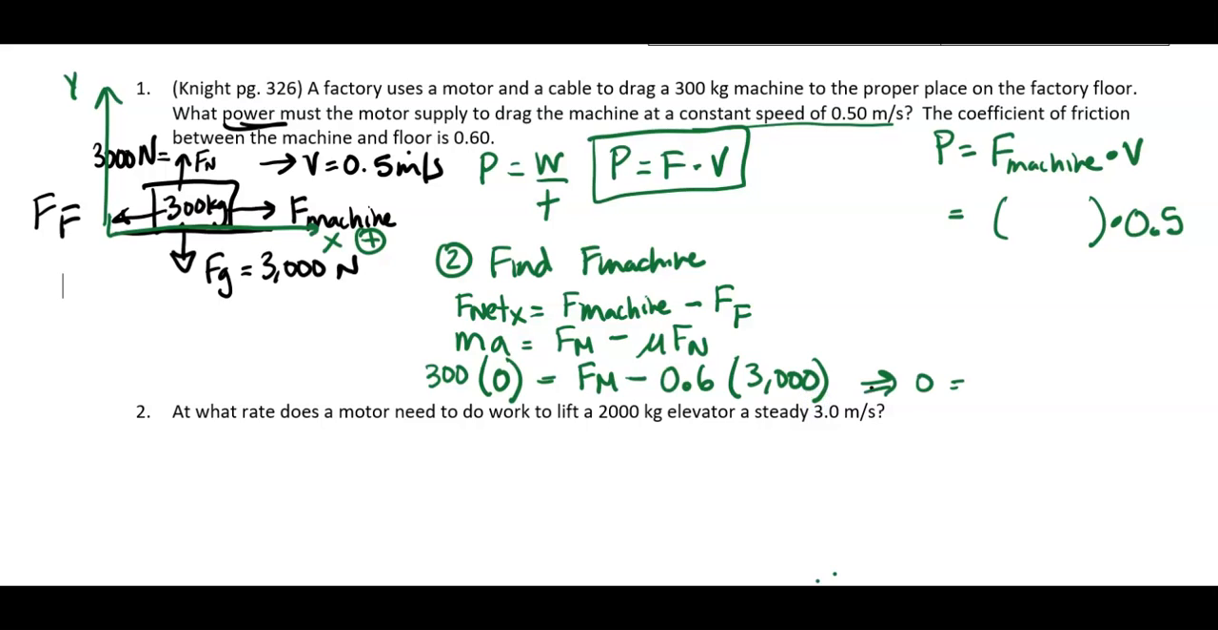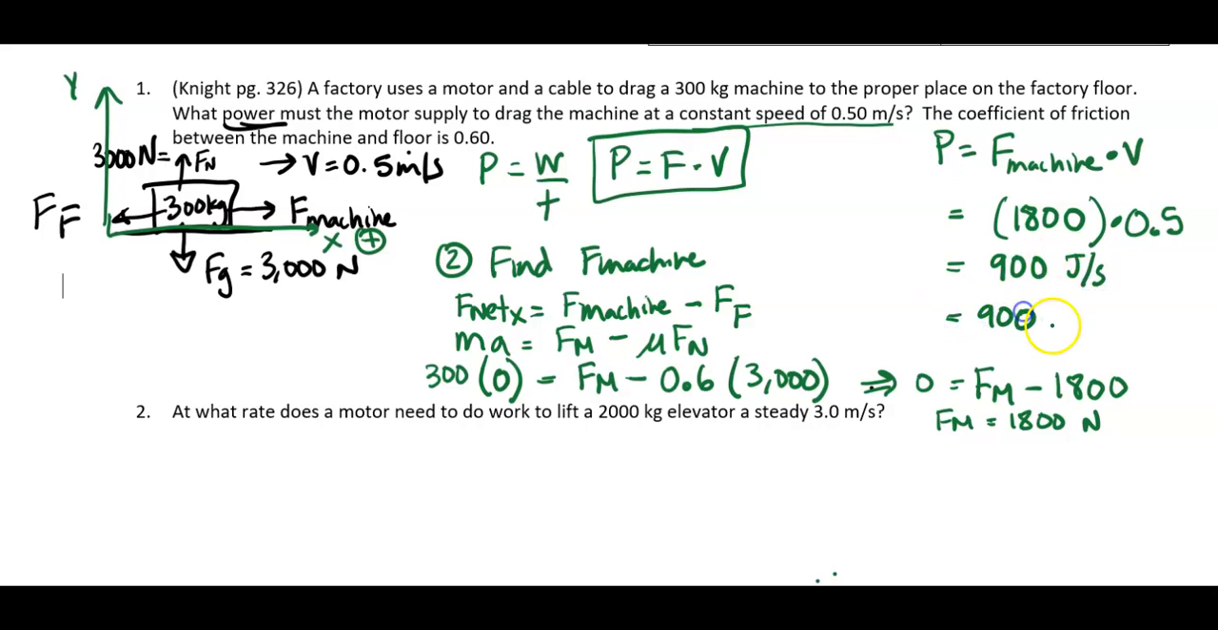Okay, so let's go ahead and finish up this math. So we have 0 equals what? Fm minus, this is going to be 1,800. So the force of the machine is just 1,800 newtons. And keep in mind, the forces in the x direction have to be balanced because it's moving at a constant speed. So I can put that in. 1,800 times 0.5 is what? 900 joules per second, or 900 watts.